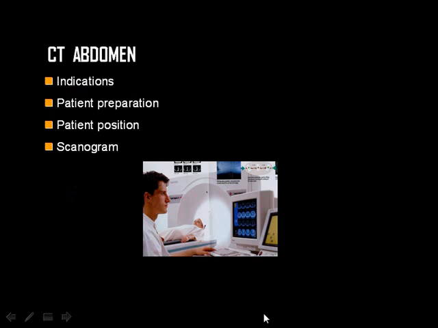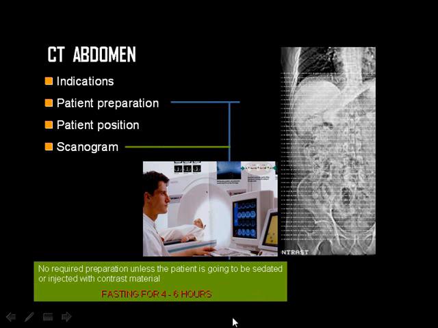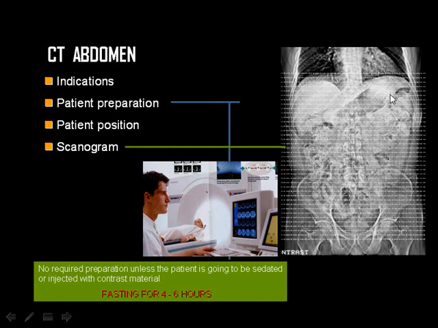Then to perform the CT scan of the abdomen, the patient lies supine on the machine, and we perform this image. This image is known as the scanogram. The scanogram is just an image of the abdomen in order to tell the computer where to start and where to end. And we usually say to the computer, start from here, which is the level of the diaphragm, and end here, which is the level of the pubic symphysis.